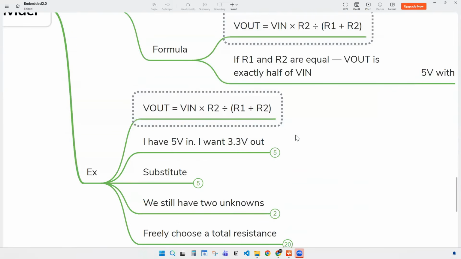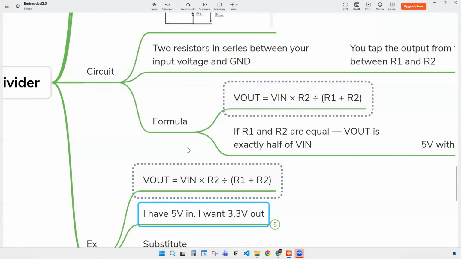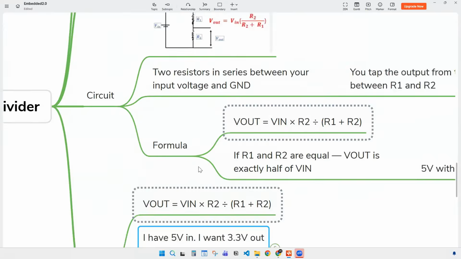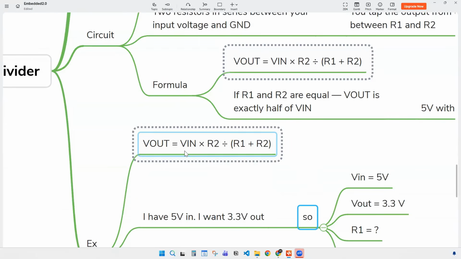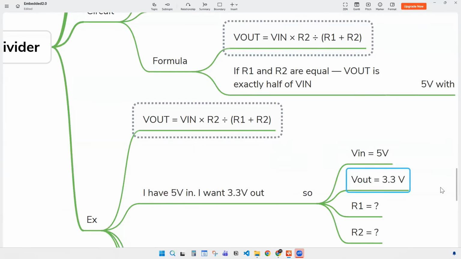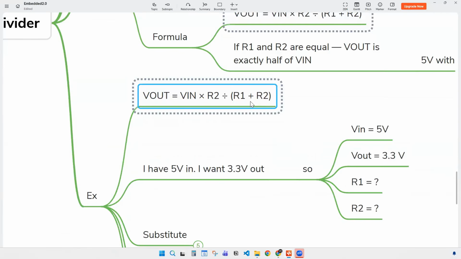Just carefully watch. We have 5 volts as V in and 3.3 volts as V out. What does that mean in the formula? V in is 5 and V out is 3.3. But what are the unknown values? We don't know R1 and R2. So these two are unknown.